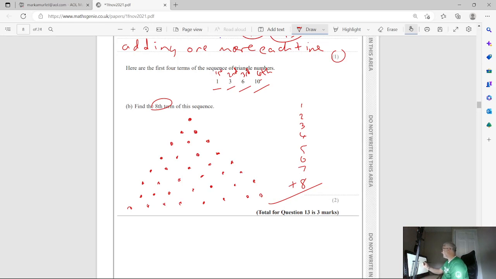So I've got 1, 3, 6, 10. That's my sequence. Add 5 gives me 15. Add 6 gives me 21. Add 7 gives me 28. Add 8 gives me 36. So my answer would be 36. Okay.